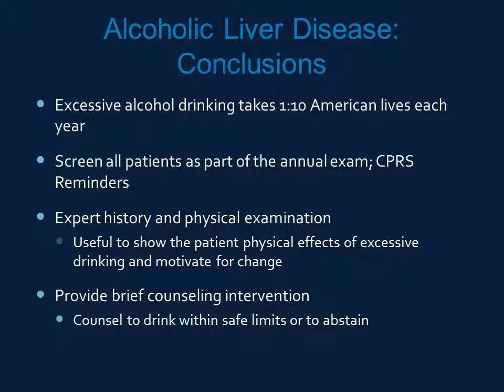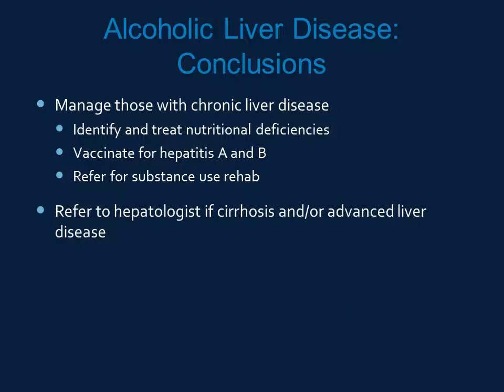In conclusion, excessive alcohol drinking takes 1 in 10 American lives each year. Screen all your patients as part of the annual exam. Use the CPRS reminder. An expert history and physical examination is useful to point out to the patient physical effects of excessive drinking and help motivate for change. Provide brief counseling intervention and to drink within safe limits, abstain.